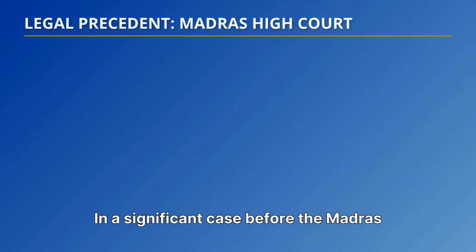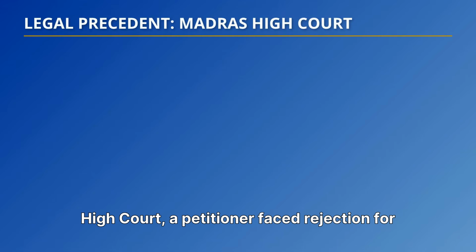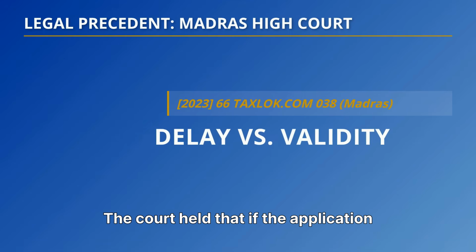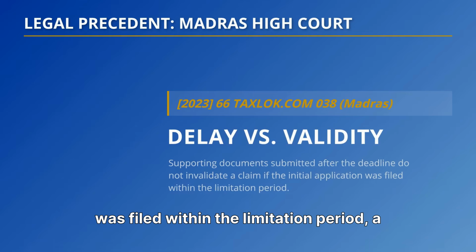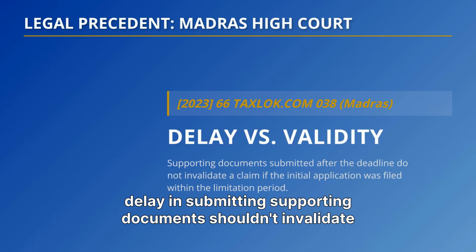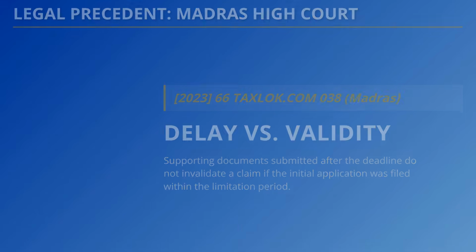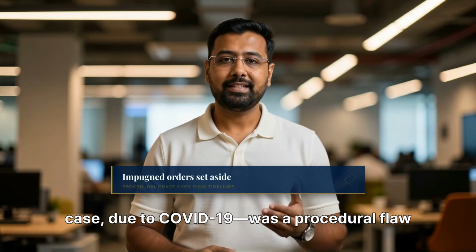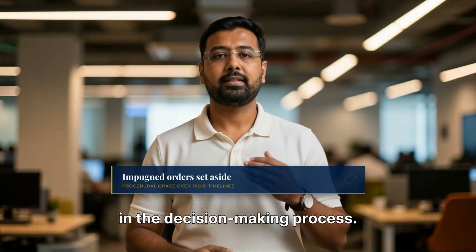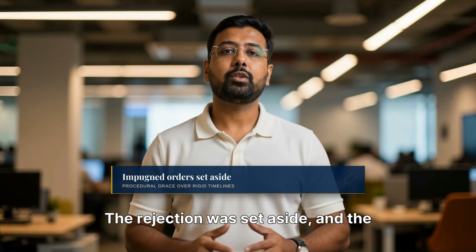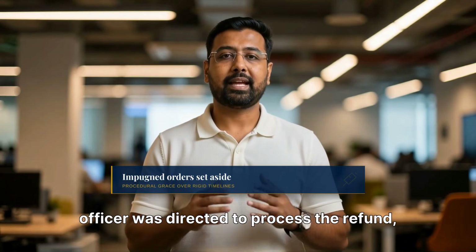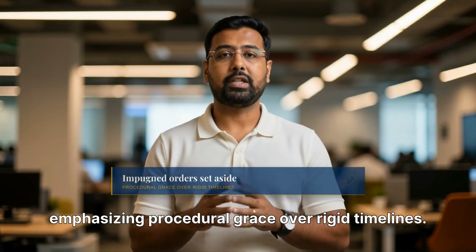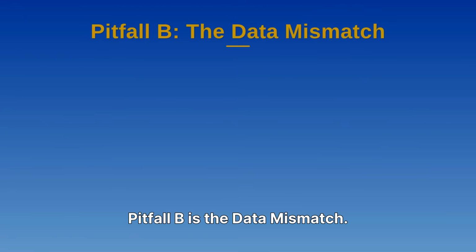In a significant case before the Madras High Court, a petitioner faced rejection for delayed documents. The court held that if the application was filed within the limitation period, a delay in submitting supporting documents shouldn't invalidate the claim. The court ruled that the delay, in this case due to COVID-19, was a procedural flaw in the decision-making process. The rejection was set aside and the officer was directed to process the refund, emphasizing procedural grace over rigid timelines. Pitfall B is the data mismatch.